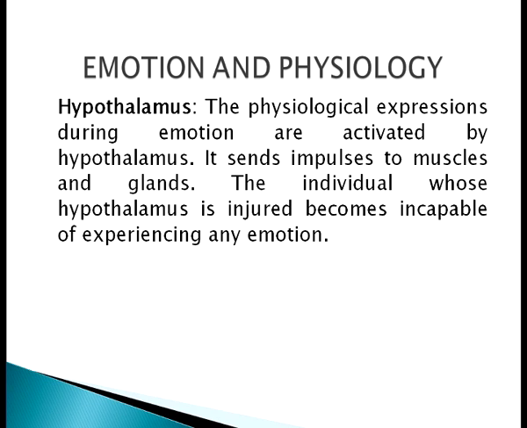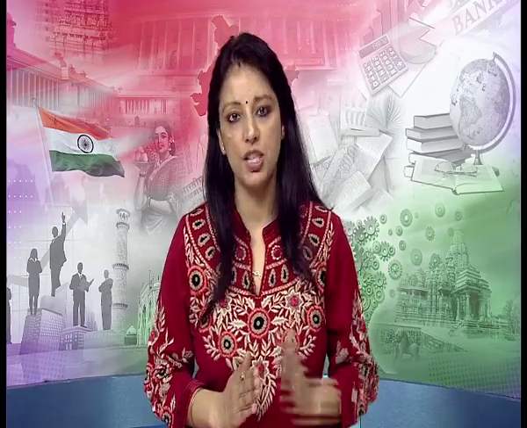What does the hypothalamus do? It sends impulses to muscles and glands. The individual whose hypothalamus is injured becomes incapable of experiencing any emotion. So, this was how the adrenal glands, the hypothalamus and the autonomic system act when we are under an emotional state. Let us know something about the expressions of emotions.